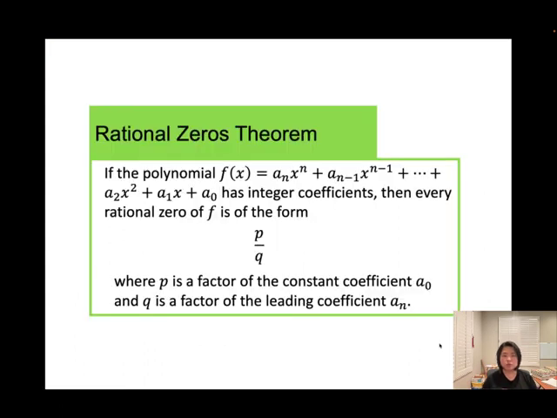Okay, rational zeros theorem. If the polynomial f of x, this is my polynomial, has integer coefficients, then every rational zero of f is of the form p over q, where p is a factor of the constant coefficient a0, and q is a factor of the leading coefficient an. Okay, we need to know this rational zeros theorem.